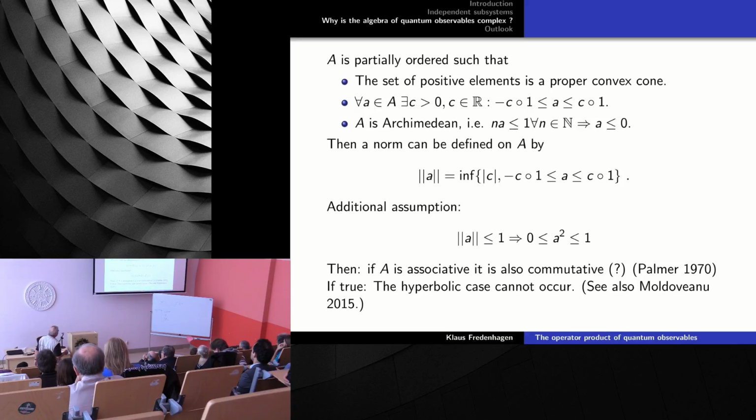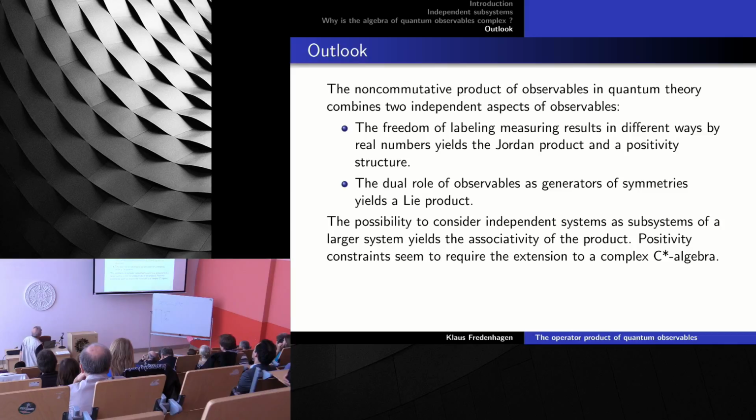And there's also a recent paper by Moldoveanu, which gives also an argument why the hyperbolic case cannot occur. It is a little bit different. He does not quote Hanche-Olsen and Størmer, so it's not so clear whether it's really the same argument. But the conclusion is: we have the non-commutative product of observables in quantum theory. It should be understood as a combination of two different structures, namely the freedom of labeling measuring results in different ways by real numbers yields the Jordan product and a positivity structure.